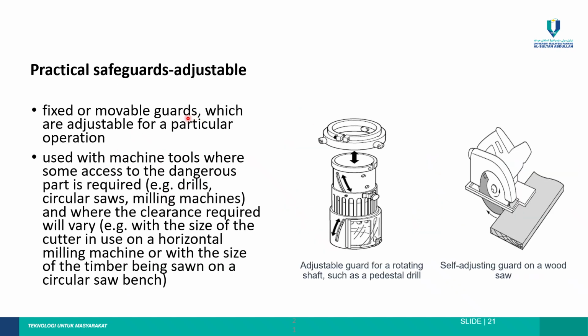So we have adjustable and also fixed guards. Depending on the suitability of the equipment and the process, you should use either fixed or movable guards. For example, this wood saw has this self-adjusting guarding. Depending on the exposure of the saw to what it will be cutting, which is the wood, the part that is exposed is only the part that is contacting the wood. So this is what we call adjustable guarding. Other examples are a milling machine, circular saw, and others.